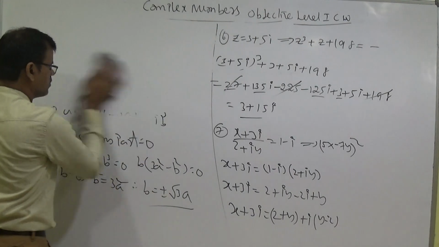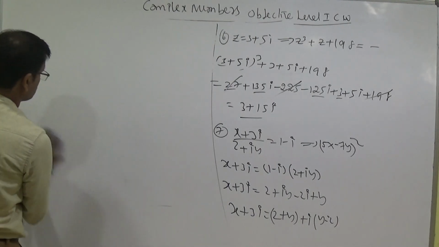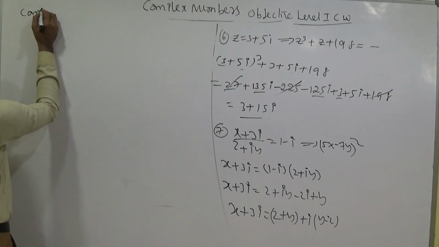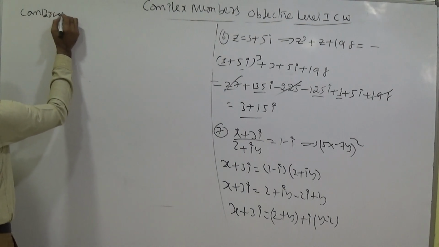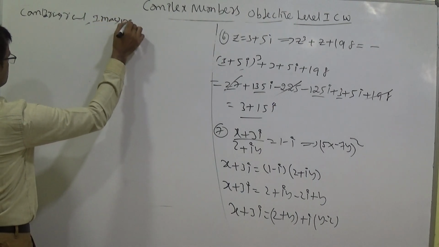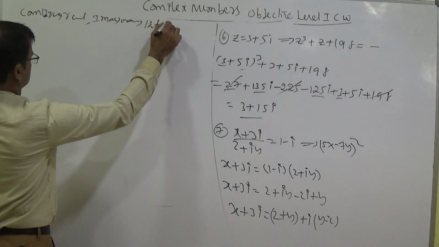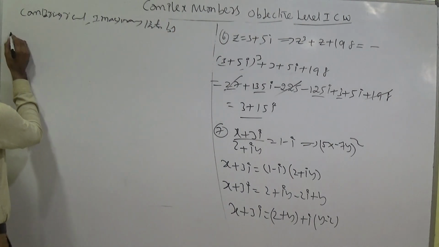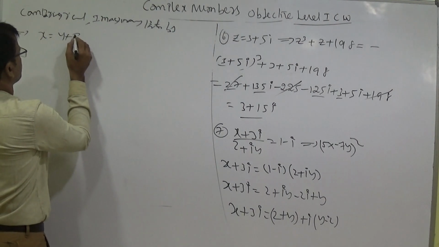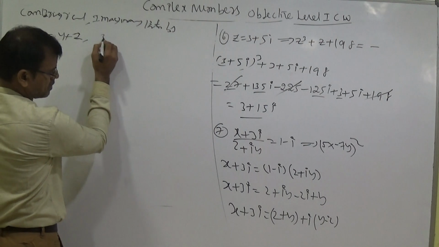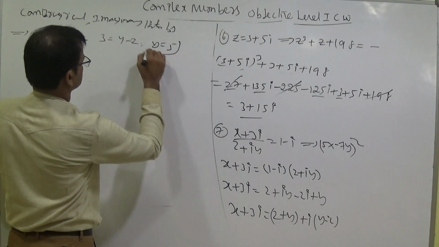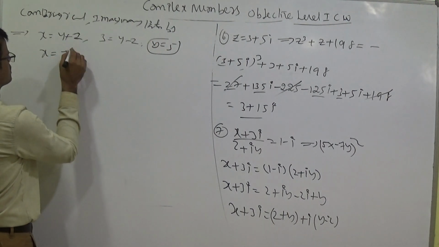Now we got x + 3i is equal to 2 + y + i(y − 2). Comparing real and imaginary parts on both sides, that implies x is equal to y + 2, and 3 is equal to y − 2. So using this, write y is equal to 5 and x is equal to 7.